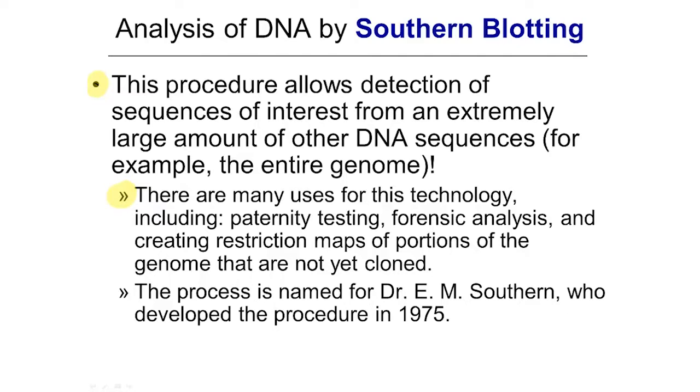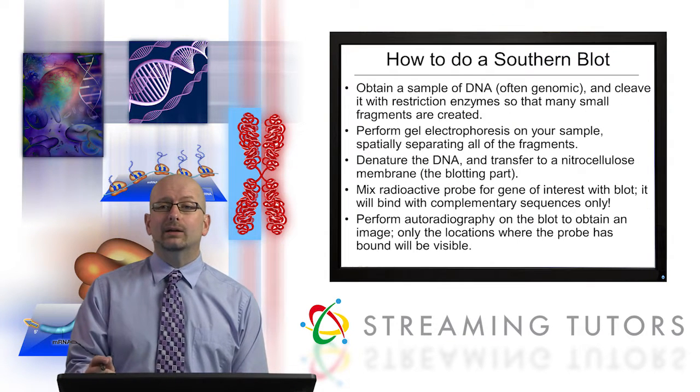So the uses include, for example, paternity testing, forensic analysis, creating restriction maps of parts of the genome that aren't even cloned yet. We'll talk more about that in the applications section. The reason it's called a Southern blot, not because they do it down south, is that the process is named for a scientist named Dr. E.M. Southern, who developed this procedure in 1975. Let's take a closer look.